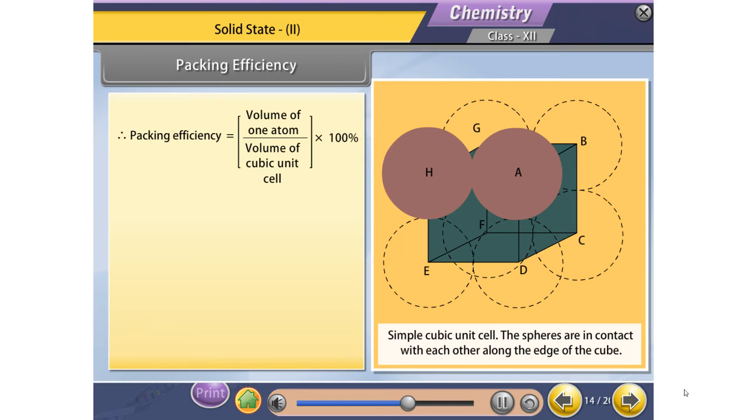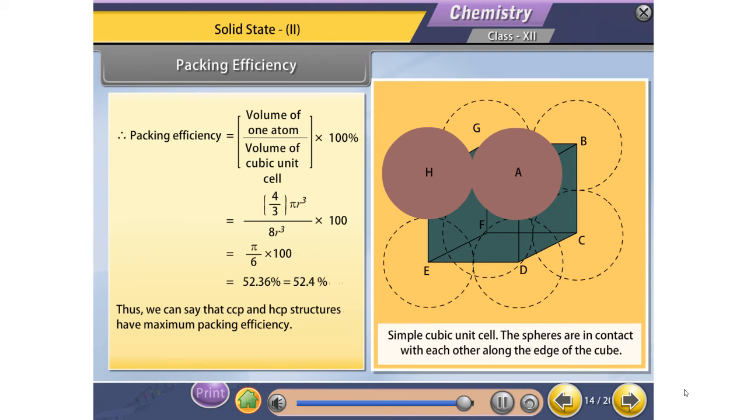Therefore, packing efficiency is equal to volume of 1 atom upon volume of cubic unit cell × 100%, which is equal to (4/3 πr³ / 8r³) × 100, which is equal to π/6 × 100, which equals 52.36%, which is approximately 52.4%. Thus, we can say that CCP and HCP structures have maximum packing efficiency.